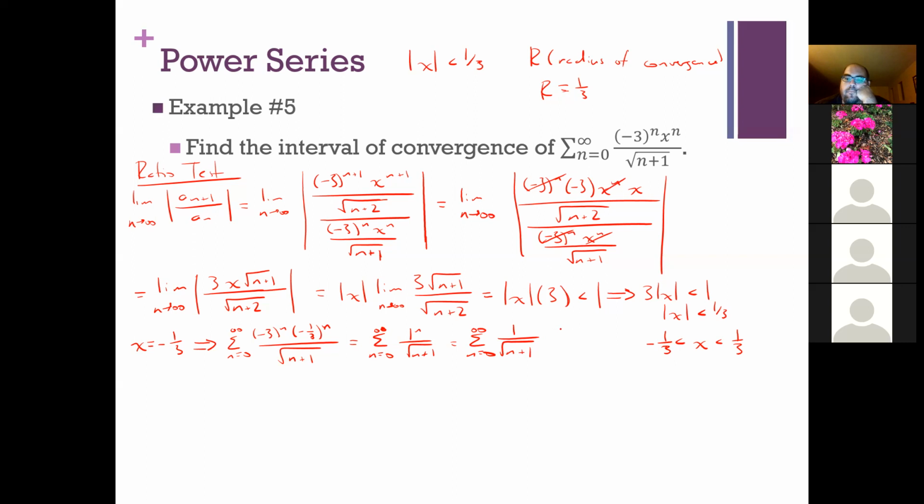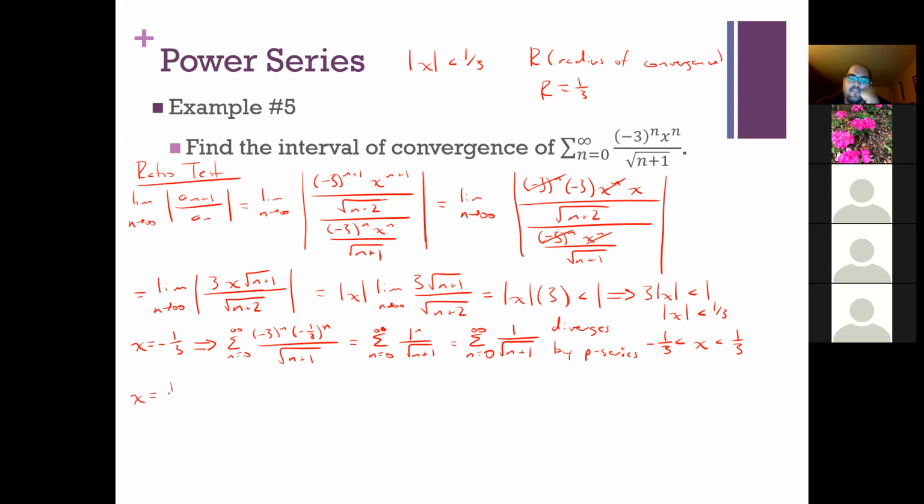Go to 0. Well, the sequence goes to 0, but what does the series do? Go to infinity. Yeah, it's going to diverge. And that diverges by P series, or really comparison with the P series, but diverges.